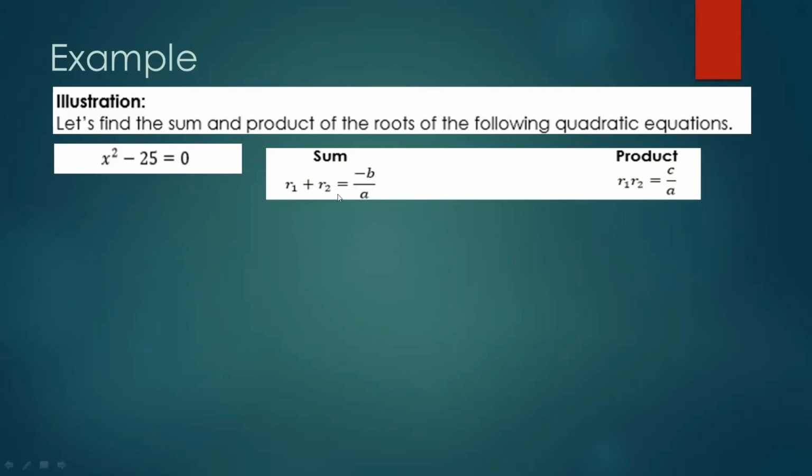First is we need to identify the real numbers a, b, and c. So in our equation, x squared minus 25 is equal to 0. Of course, it must be in standard form. And then, we can find now the real numbers a, b, and c.